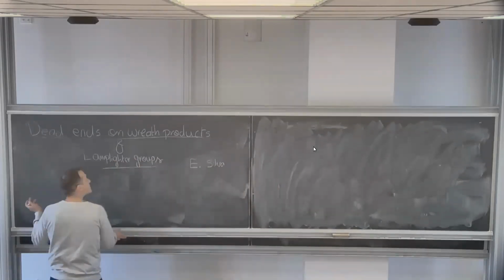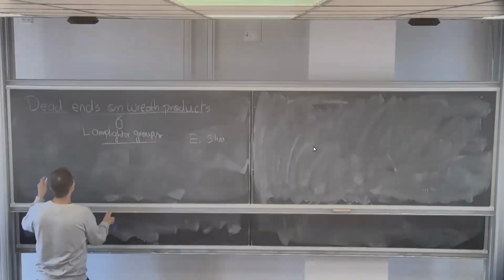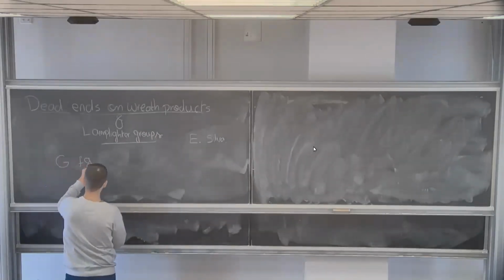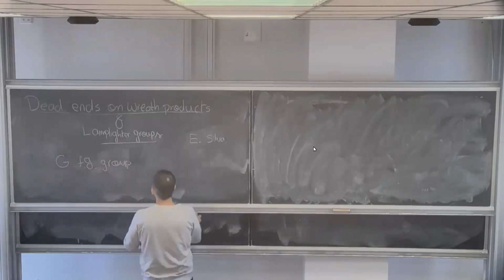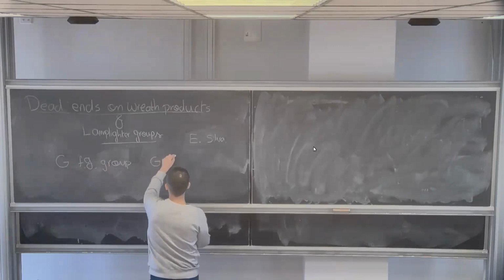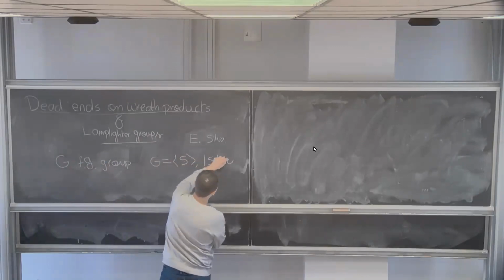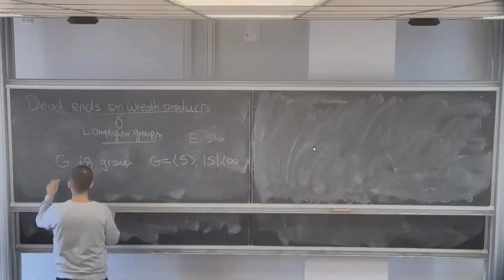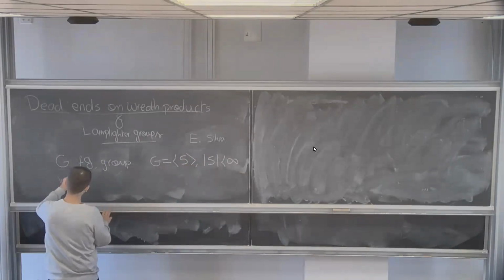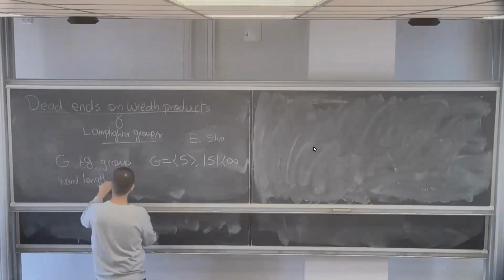So just to fix notation, we have a finitely generated group. We will fix a generating set, so it will be generated by S, finite. We can take S to be symmetric, it doesn't matter because we will be working with the word length. So implicitly S will be symmetric.